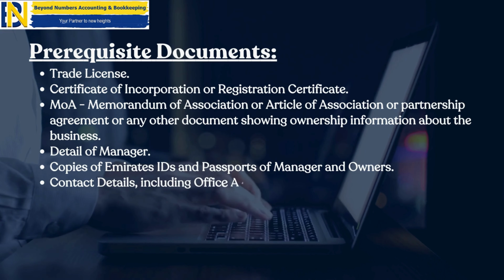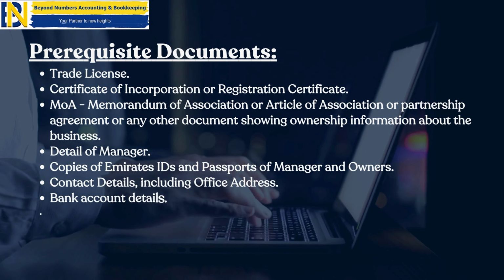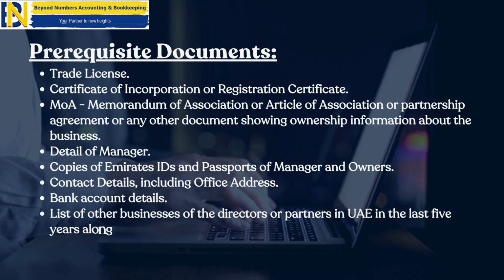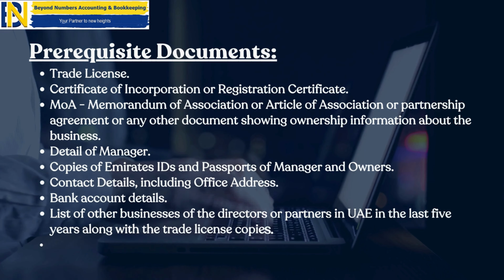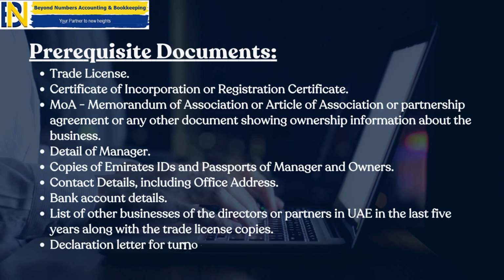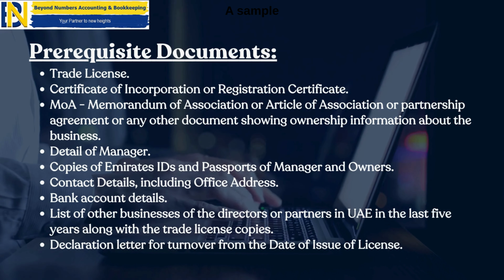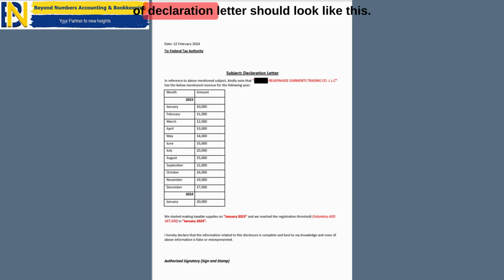6. Contact details, including office address. 7. Bank account details. 8. List of other businesses of the directors or partners in UAE in last 5 years along with the trade license copies. 9. Declaration letter for turnover from the date of issue of license. A sample of declaration letter should look like this.